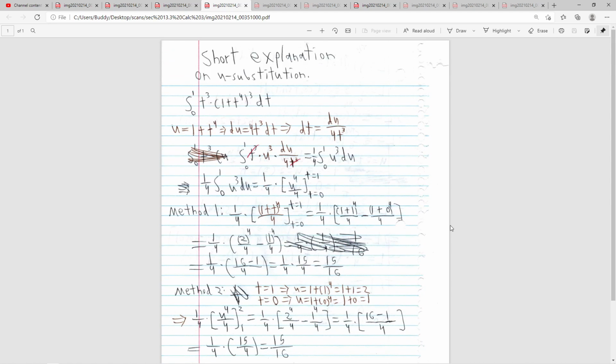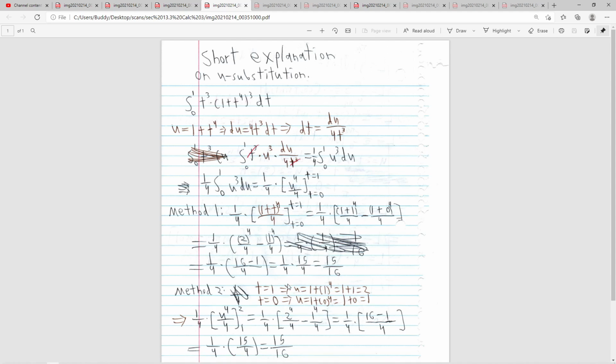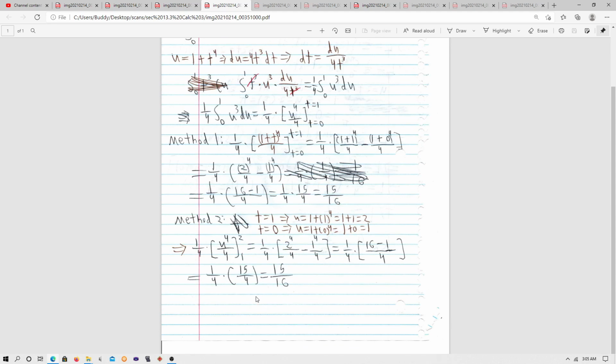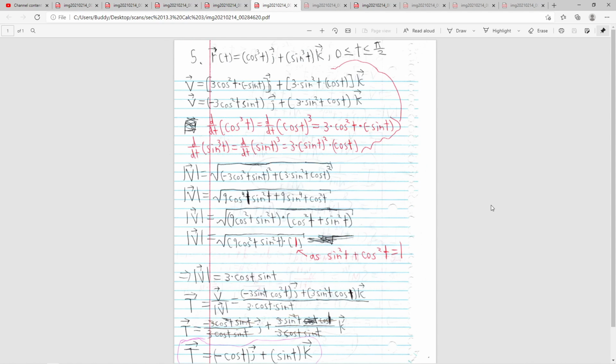My Calculus 1 professor never really used this method. They just substituted back in. But this is a valid method as well. But yeah, that's an overview of it. And now let's go back to the scheduled program.